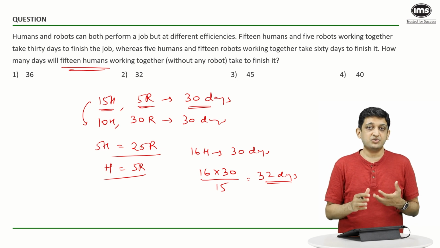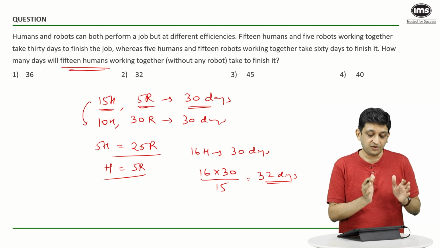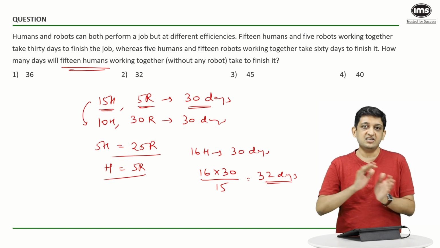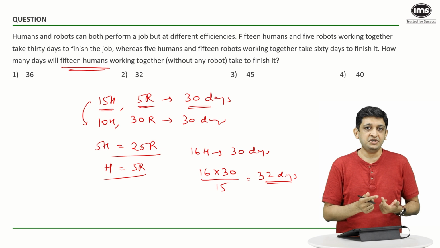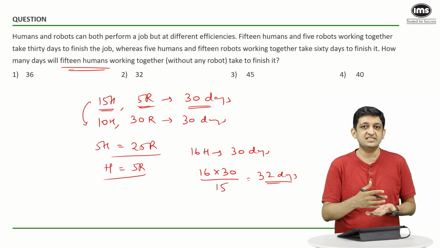So that is another way in which you can think about it. You will be able to replace one type of people by another type of people. And if you establish equivalence, you will be able to solve these questions in a much quicker manner by writing down as few things as possible.